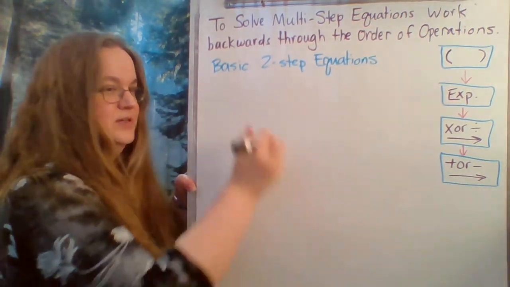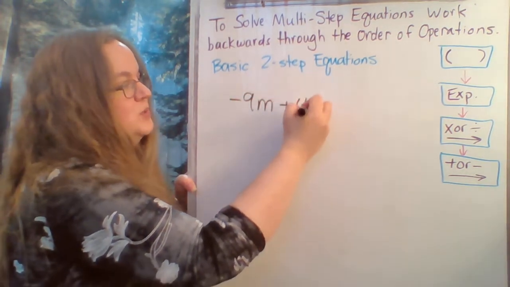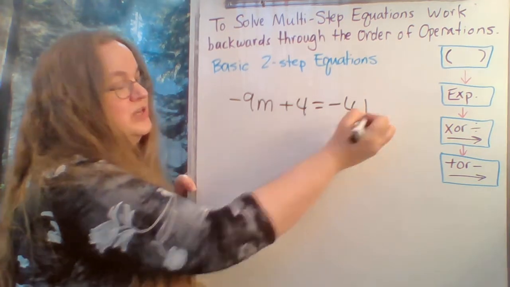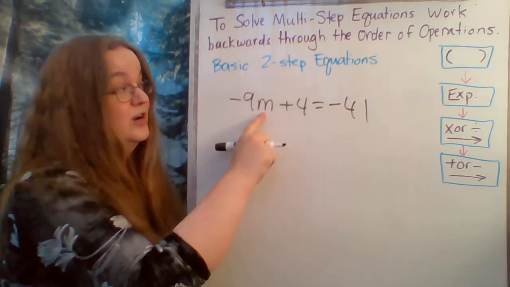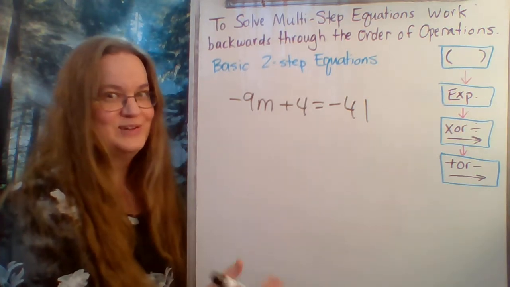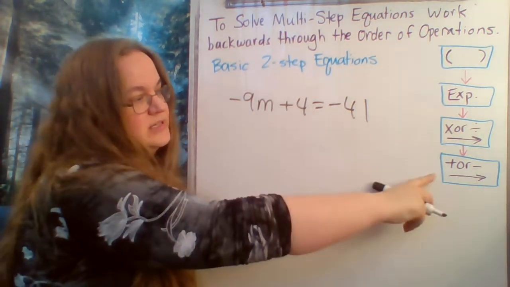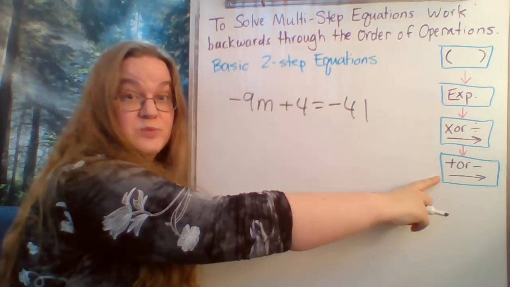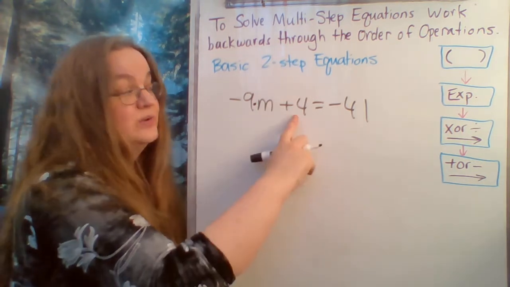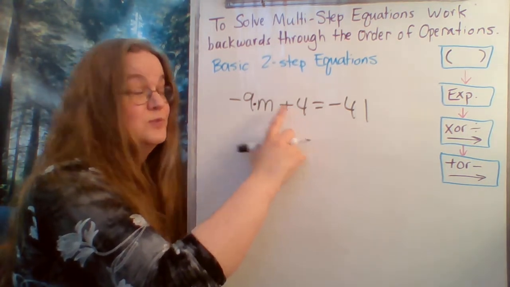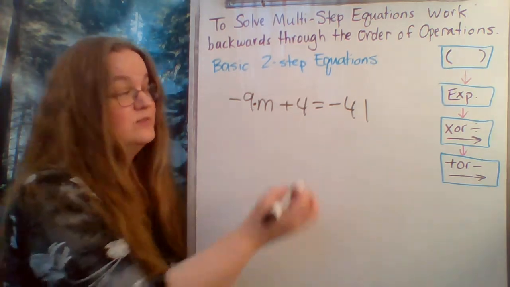Okay, so let's say I had negative 9m plus 4 equals negative 41. Now, again, I'm still going to use the same procedure. I'm trying to get m all by itself on one side. So I have to get rid of a negative 9 and a plus 4. Well, according to the order, I have to get rid of the addition and subtraction first. Remember, this means negative 9 times m, so I need to get rid of the plus 4 before I deal with this.